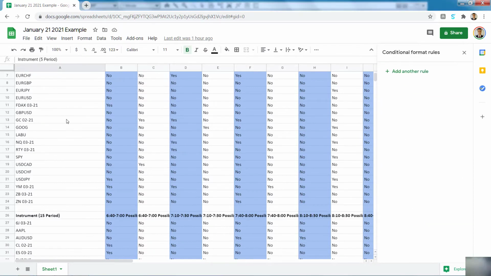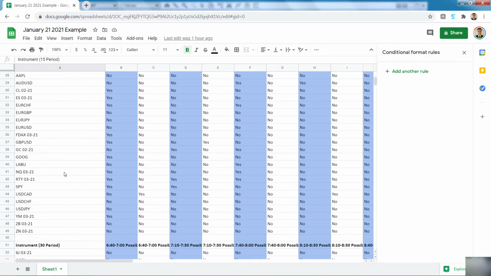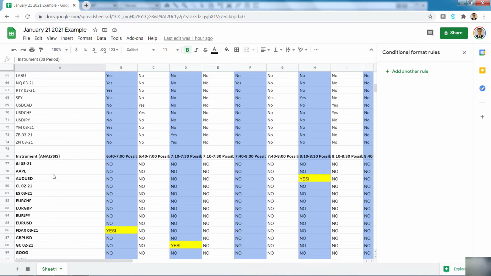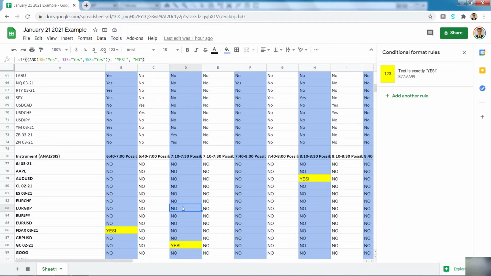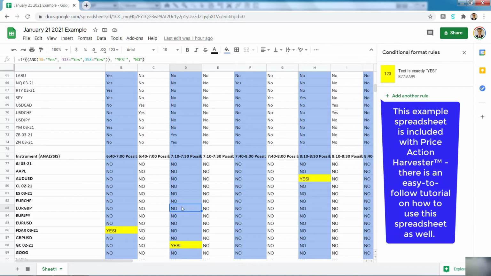We have the 5-period lookback, the 15 and the 30-period lookbacks, and then we have the analysis portion, which contains the formulas that will exclude the non-consistent price action data and give us the relatively consistent price action data that we're looking for. Of course, you get this very spreadsheet example with Price Action Harvester. So you just have to copy and paste the cells in.